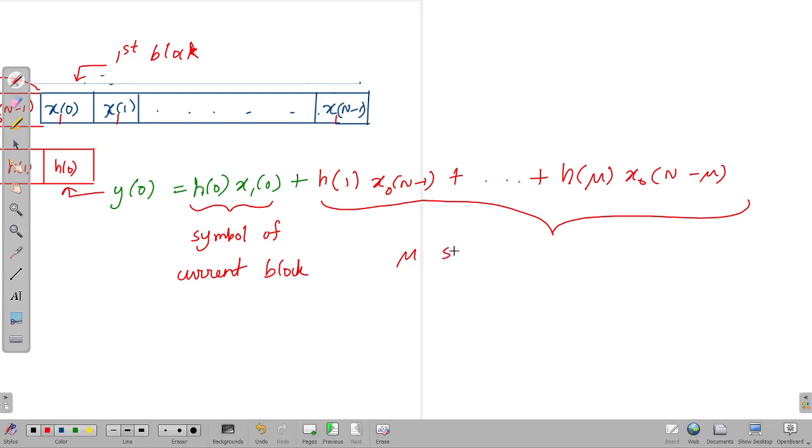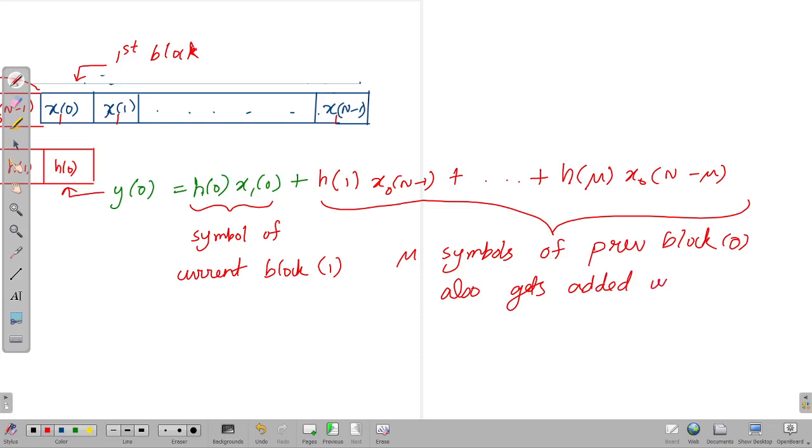Mu symbols of previous block. So the current block is block 1 and the previous block is block 0. Mu symbols of previous block also get added, which means this is inter-symbol interference. This is the phenomenon of inter-symbol interference, ISI.